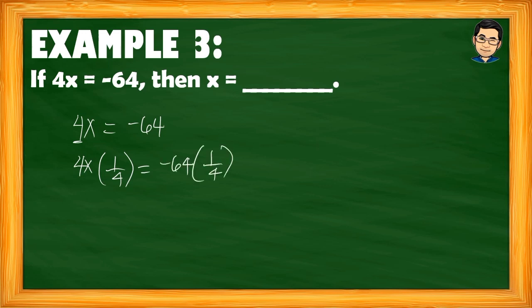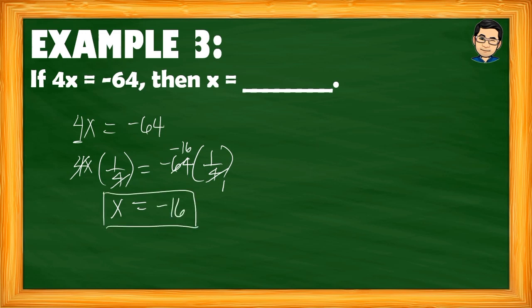So, 4x times 1/4, makakancel po yung 4. So, matitira na lang po is x. And then, negative 64 tsaka 4, meron silang common factor which is 4. So, GCF is 4. So, 4 will become 1, and then negative 64 will become negative 16. So, the value of x is negative 16.